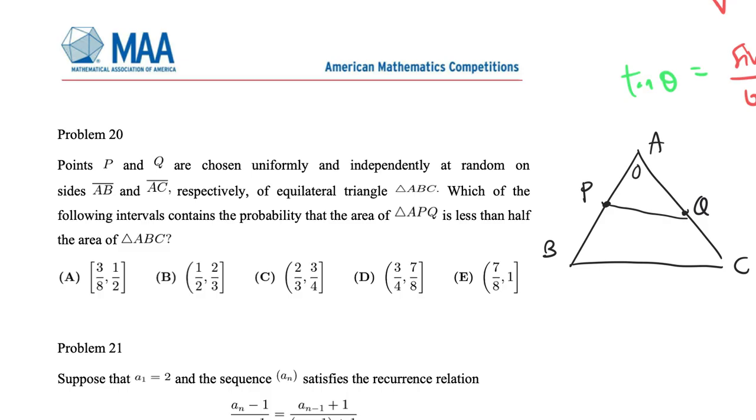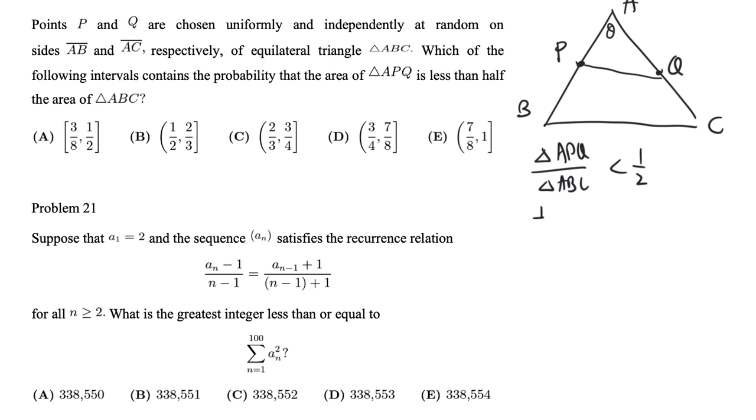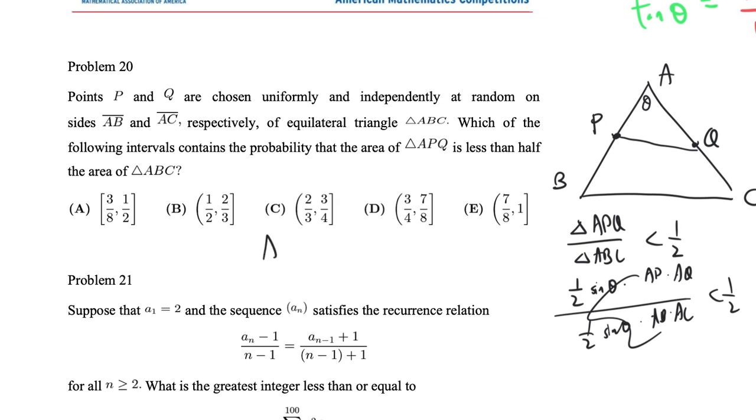Then we can just consider what this means. So we want APQ over ABC less than 1/2. What this is trying to say is we can express this in the sine area formula. This is sine theta times AP times AQ over 1/2 sine theta AB times AC is less than 1/2. So in other words, after this cancels, basically we want AP times AQ over AB times AC to be less than 1/2. And don't forget, this is an equilateral triangle.